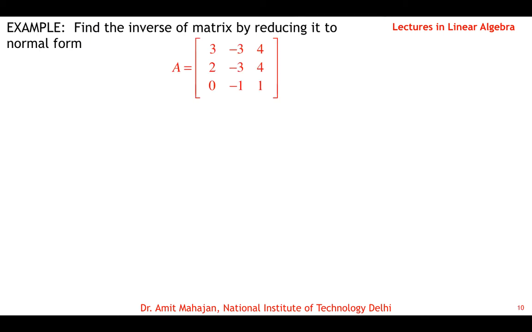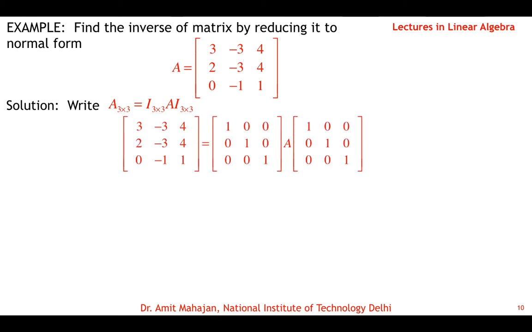Maybe there is another example. Say, find the inverse of the matrix by reducing it to normal form. Now we have to find the inverse by reducing to normal form. The matrix is a 3 by 3, so we again start with A equal to I A I, where both identity matrices are now the same size because rows are 3, columns are 3. So just put the left hand side as this matrix and write the identity matrices. We write the middle as A because we are not going to change it throughout the process. Now apply some row and column operations and transform this to identity.